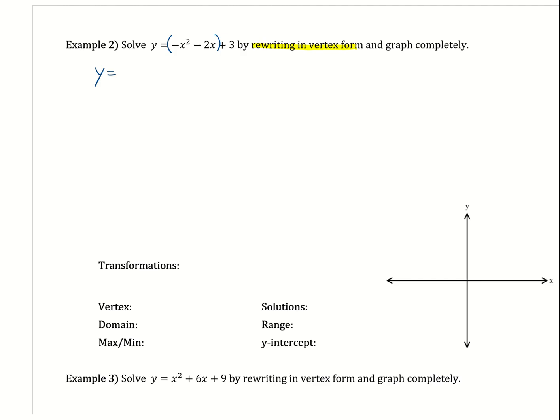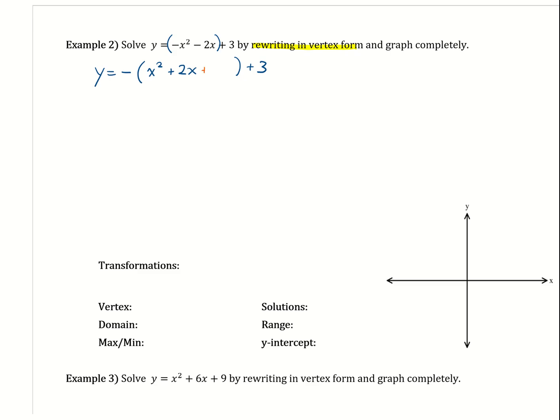In this case, we have a negative in front of the x squared, so we factor it out. That means that inside the parentheses, the x squared is now positive. The negative 2x becomes positive 2x. We have a plus 3 on the outside.